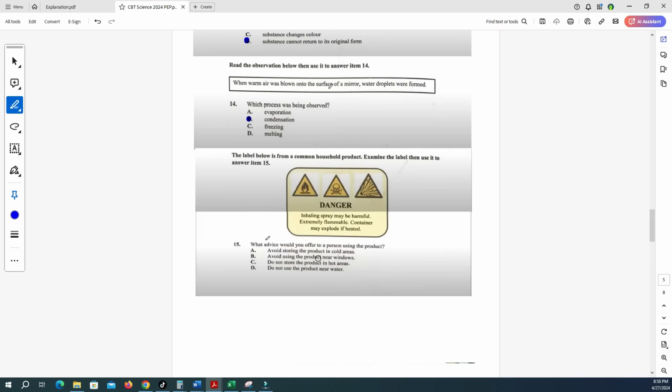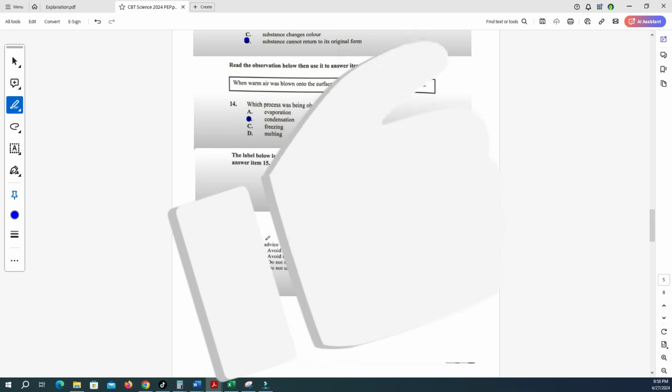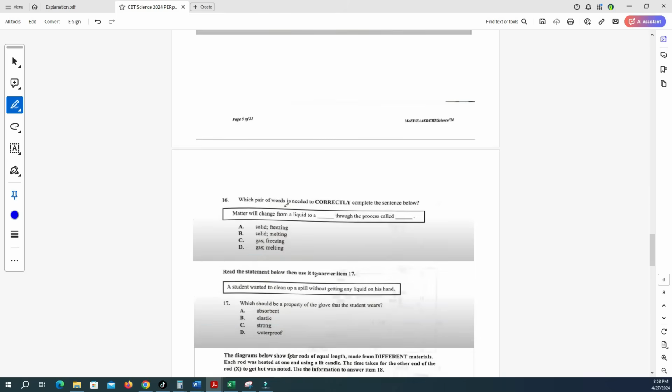Avoid storing in cold areas. No, avoid using. All of these are flammable stuff. I would say avoid storage in hot areas. So that would be C. Just to jump to it.